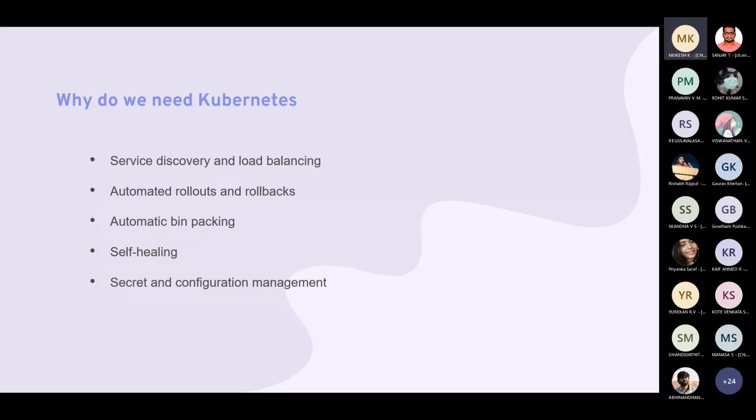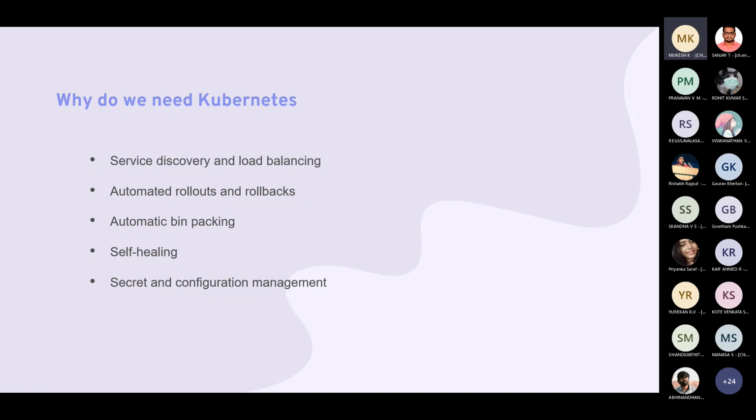And the next point is self-healing. Kubernetes will automatically restart containers that fail or stop running, and it will replace them with new containers. If any container stops, it will create a new container and move the existing application to the new container.